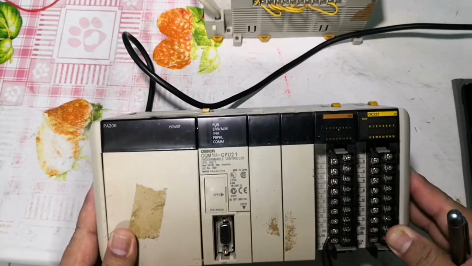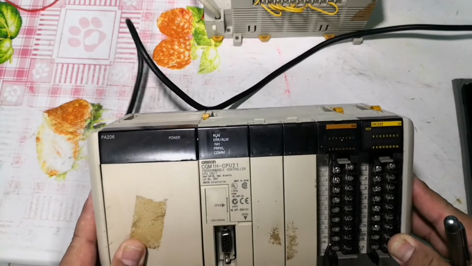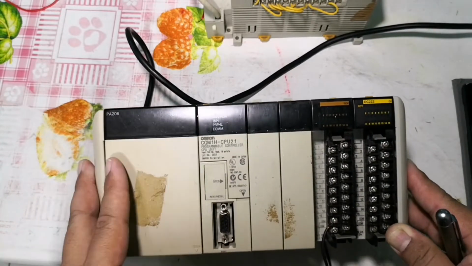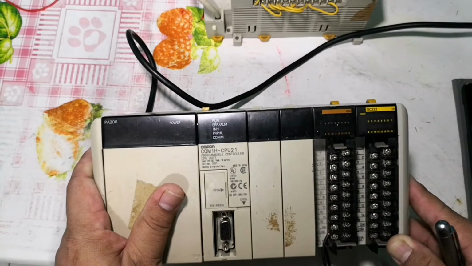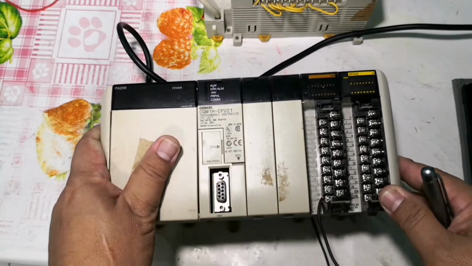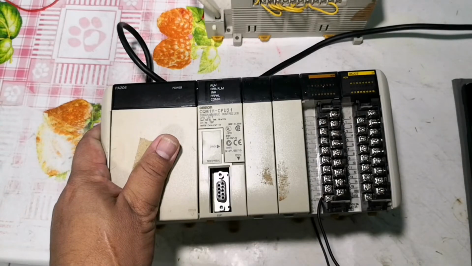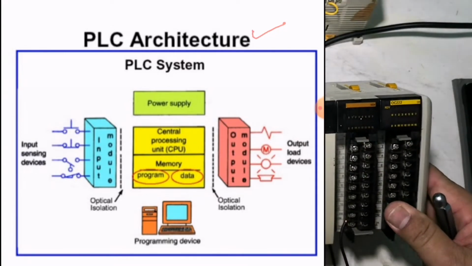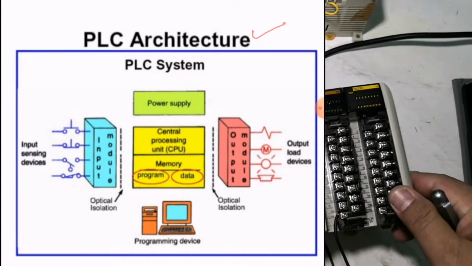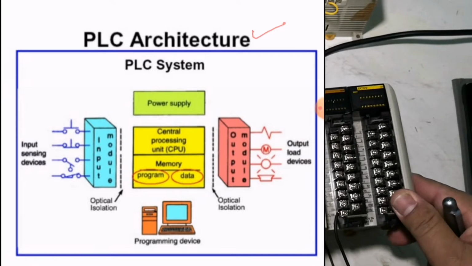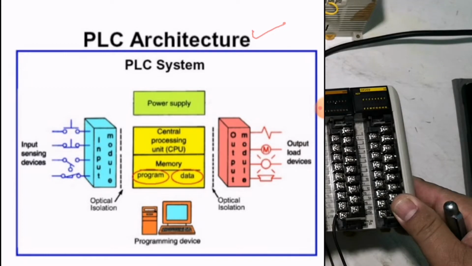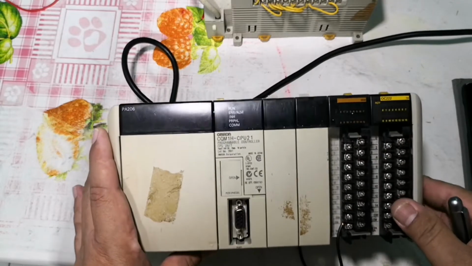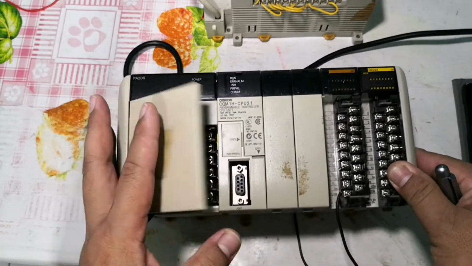Okay, before we learn more about this sinking and sourcing, I think we need to go through the PLC architecture, right? The PLC architecture will show us the main components in a PLC and the programming device that we need to use to communicate with this PLC or other PLCs.